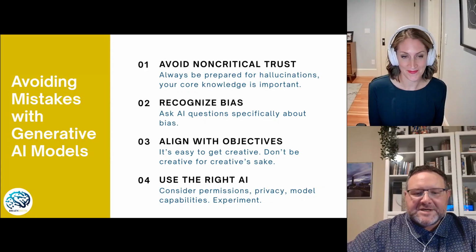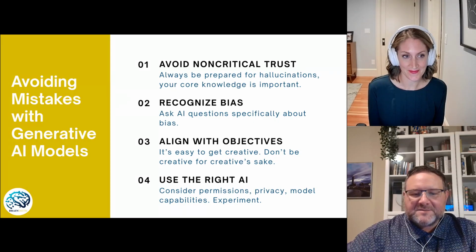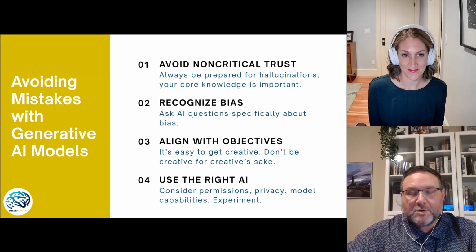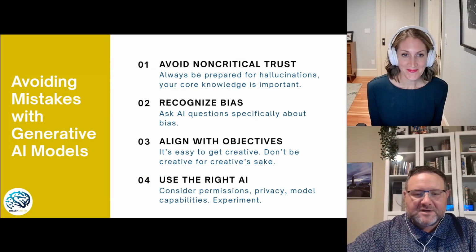I think in terms of education, another mistake is creating content that doesn't align with objectives. It sounds so basic, but again, you can create so much so fast. Just don't be creative for creative's sake. Make sure that you're doing something that aligns with the objectives. And then the final thing would be: use the right AI.